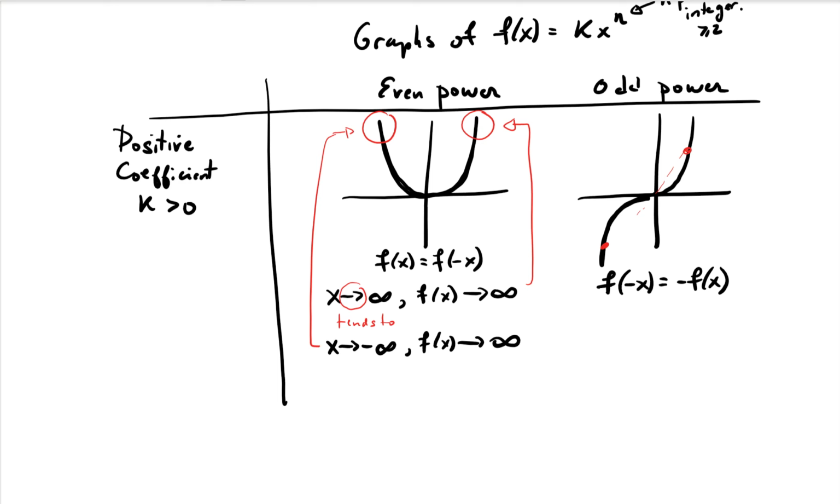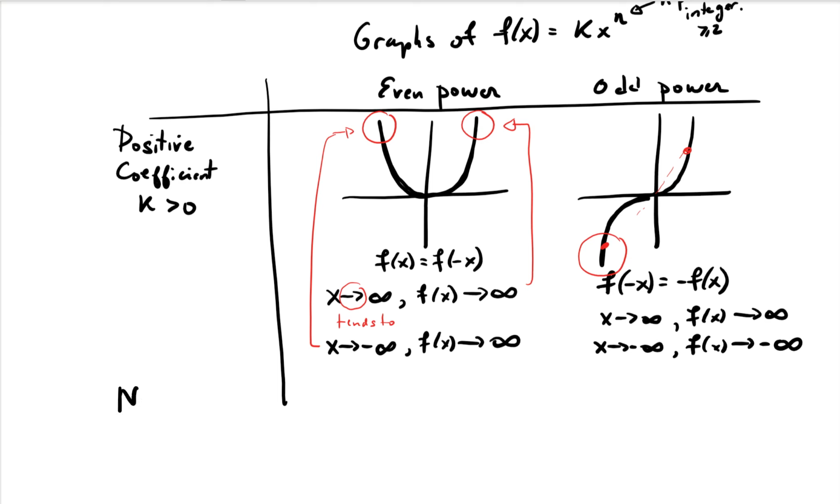Okay, and I'm going to write down the same thing for our odd powers. As x goes to infinity, f of x also goes to infinity. And as x goes to minus infinity, now what happens is that f of x goes to minus infinity as well, because I'm going to end up here with large negative values. So I've got f of x going towards, this time, minus infinity.